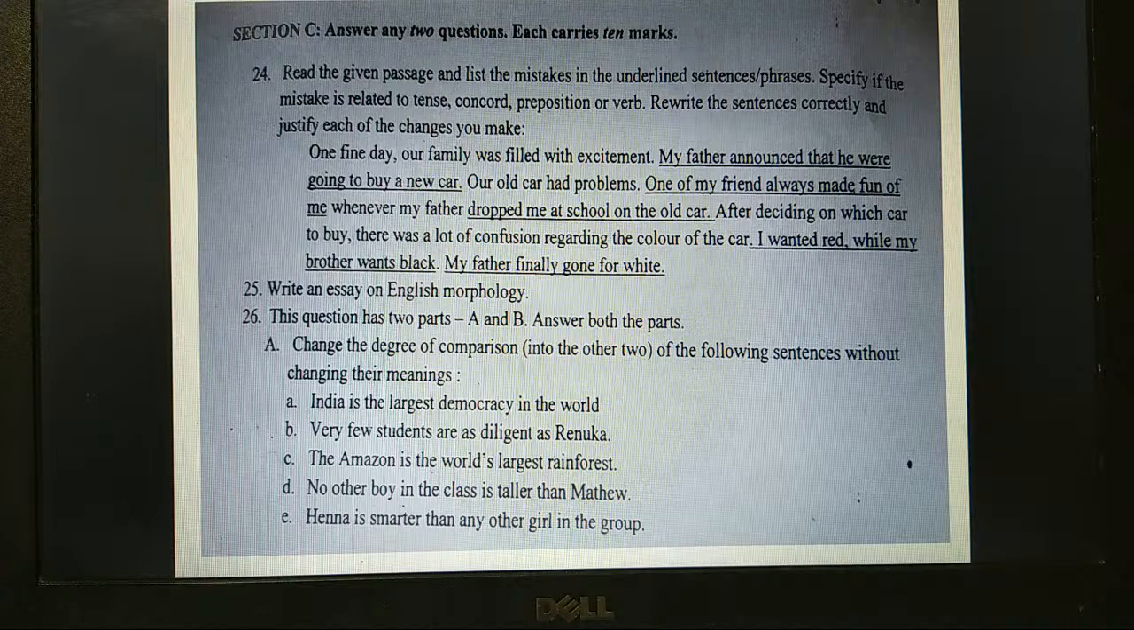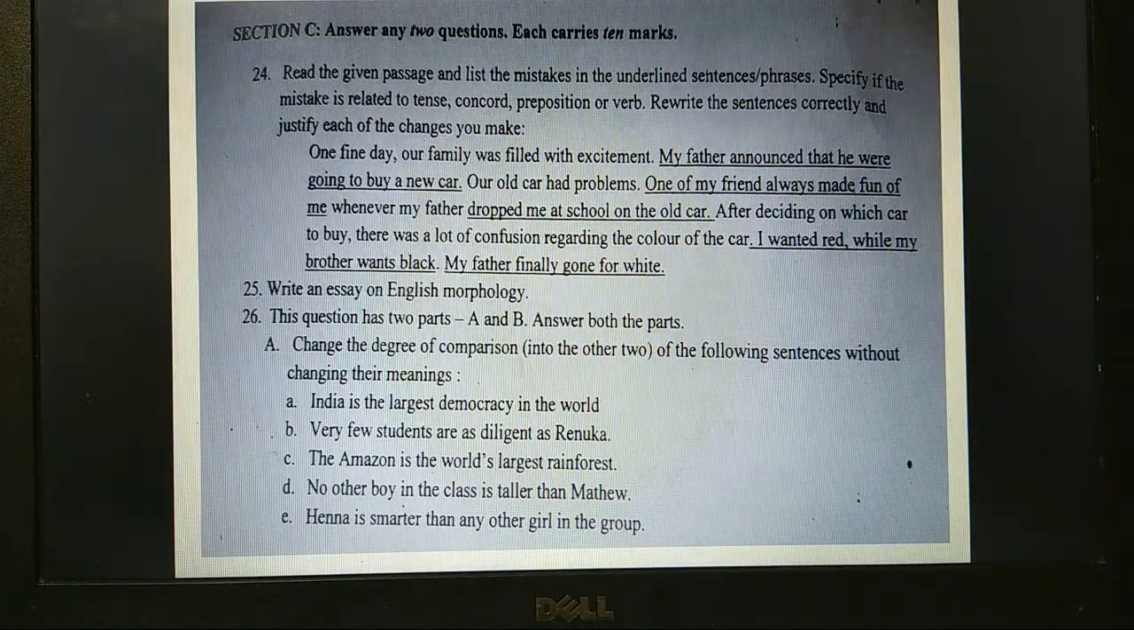Second error, our old car had problems, is okay. One of my friend always made fun of me. All right, there is a problem. You will always say one of my friends. This is concord. One has to agree with friends. So if one is the subject, in one of expressions, the corresponding noun will be in plural. So one of my friends, one of the students, one of the bachelors. So it is friends. That is our correction. And now we move on to the next error.